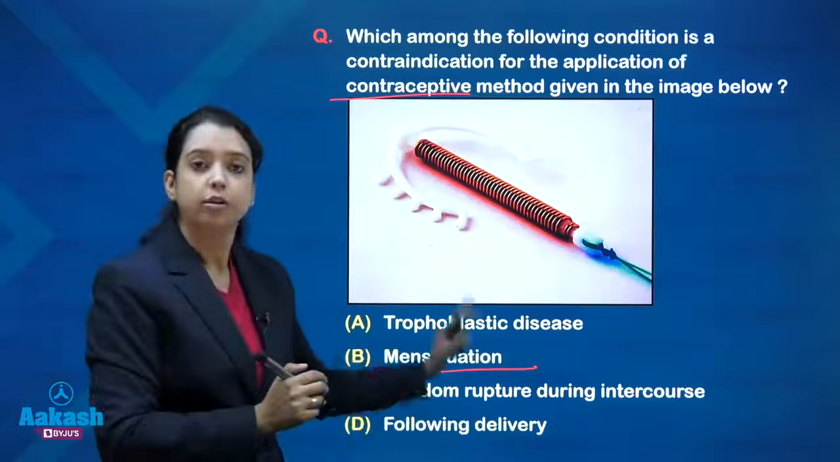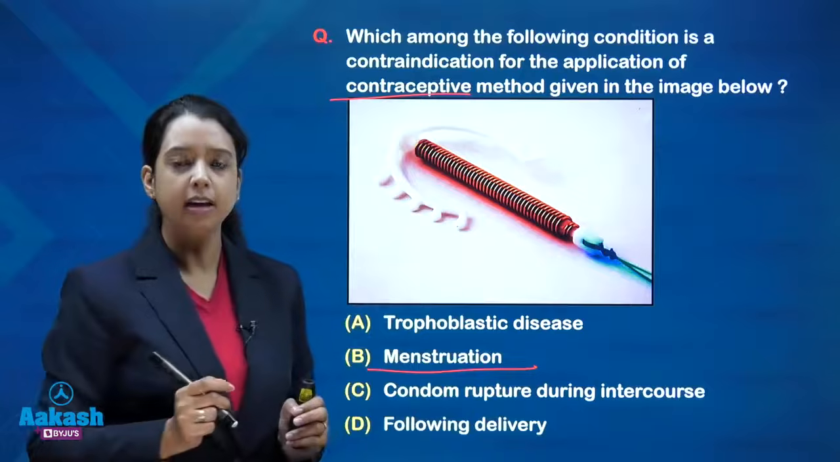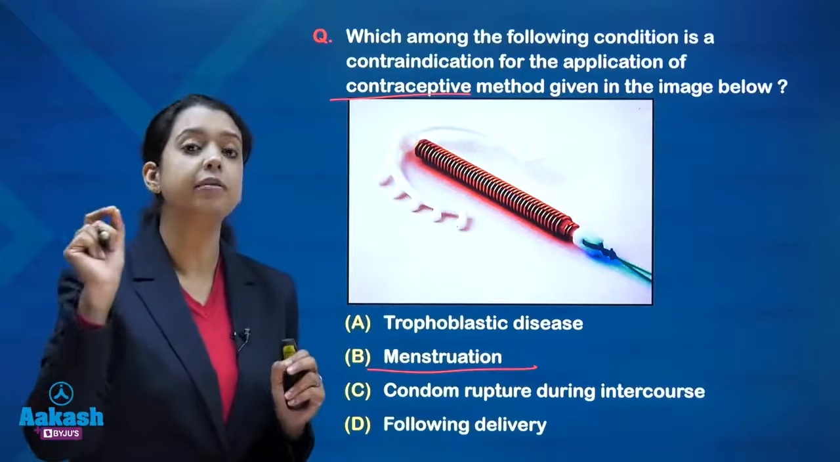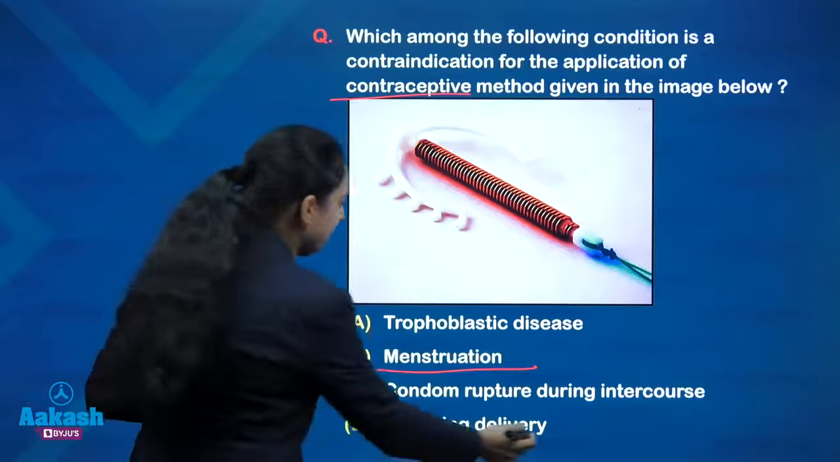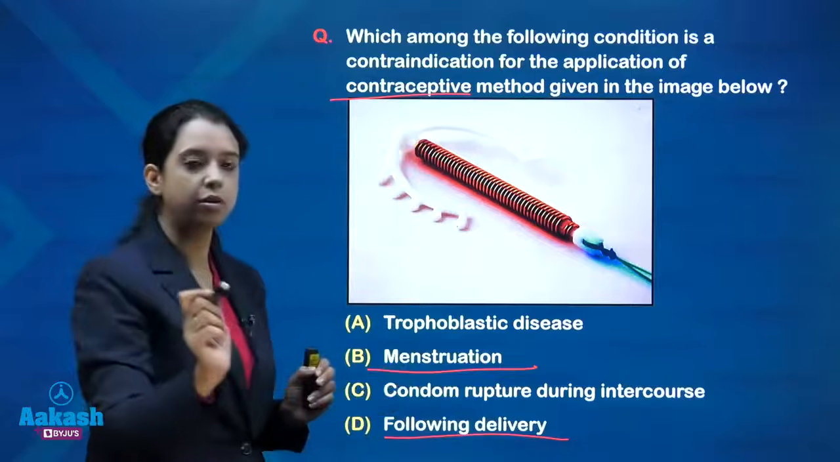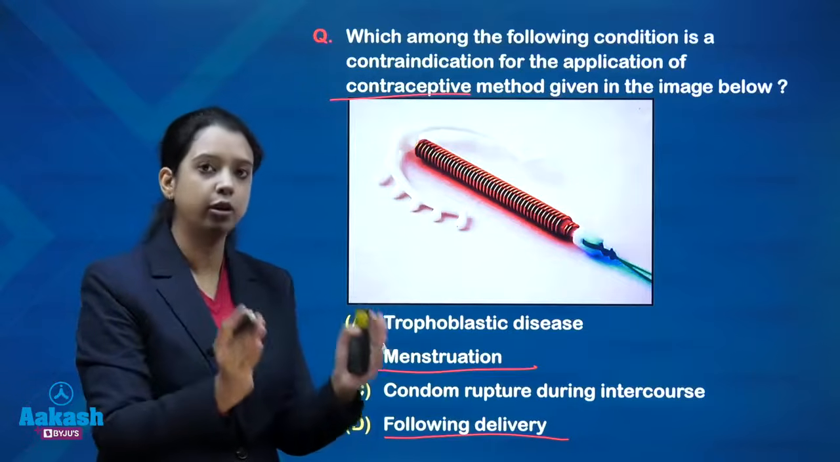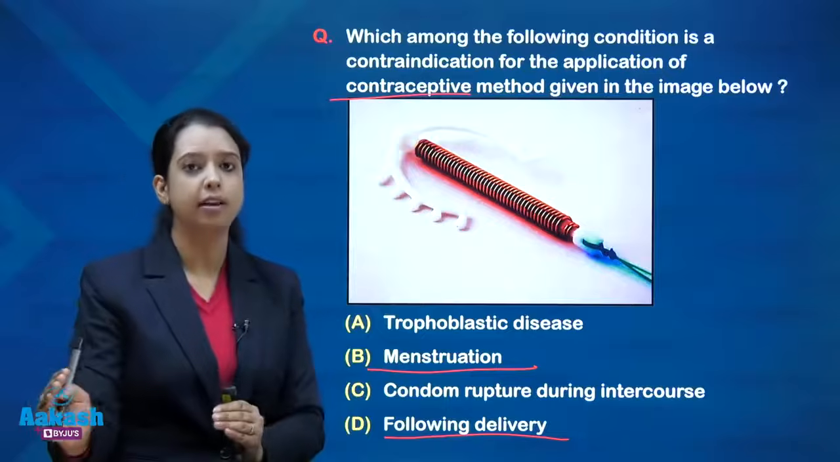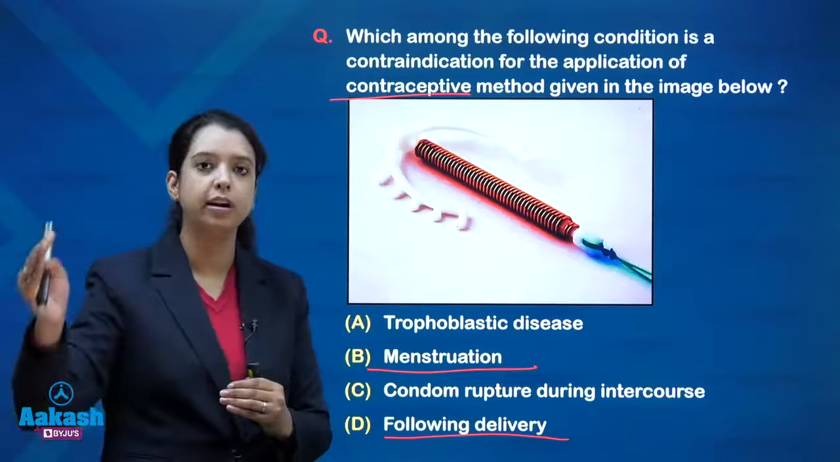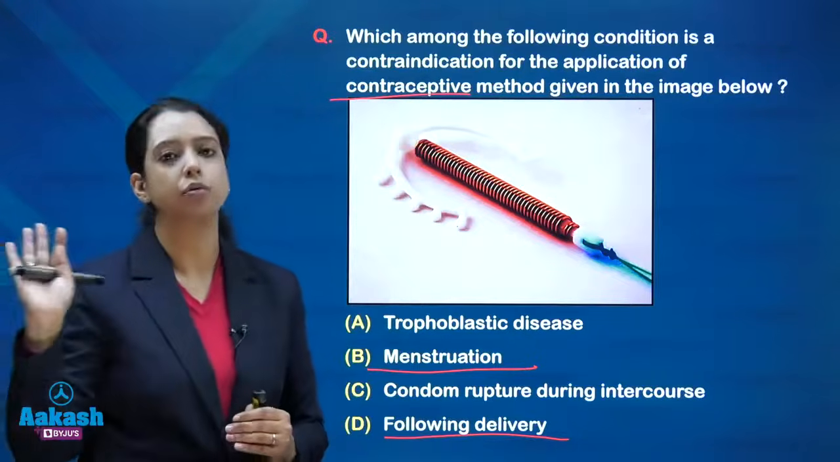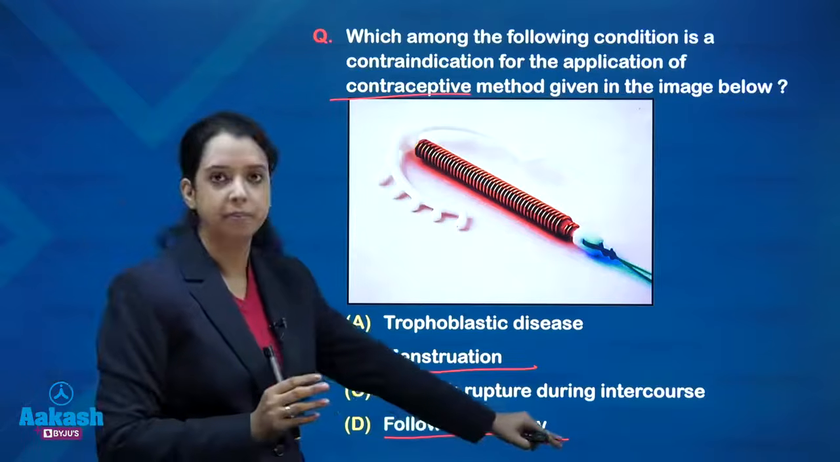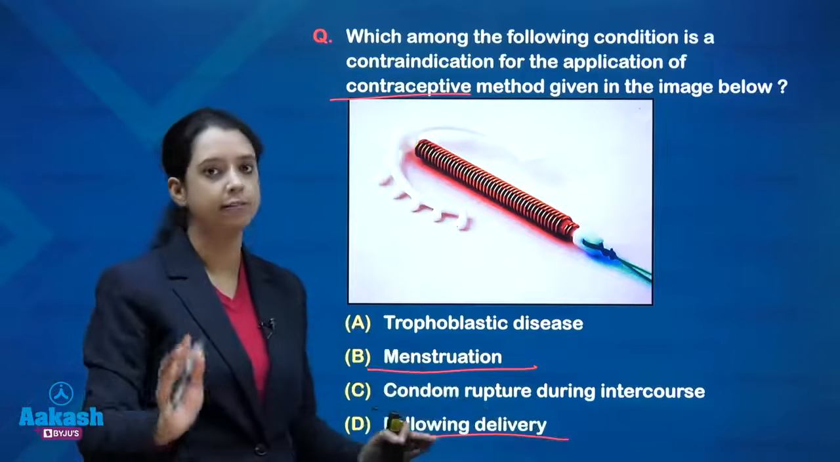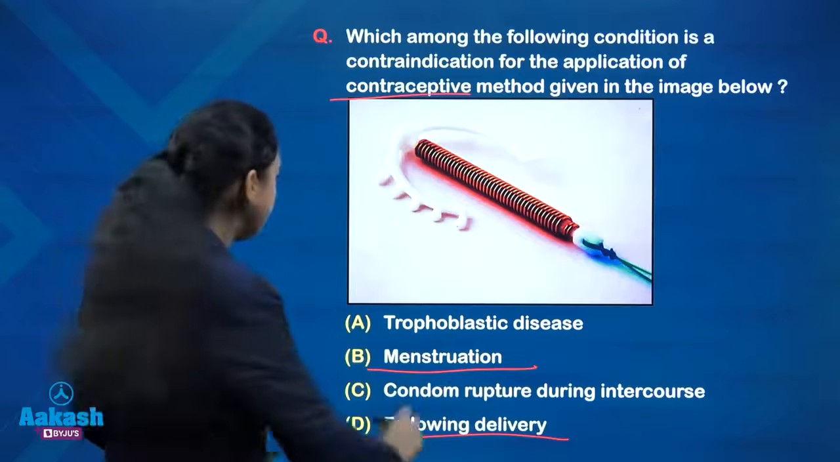Following delivery, you can introduce IUCD, right? Immediately after delivery, within 48 hours. So the guidelines are that within 48 hours of delivery you can introduce it. If you have missed those 48 hours, now you cannot introduce IUCD till 4 weeks, till a month. Then you have to wait till 28 days and after that you can introduce it. So following delivery, meaning post placental, you can definitely introduce a copper IUCD.